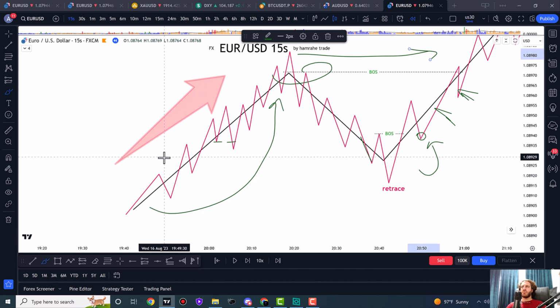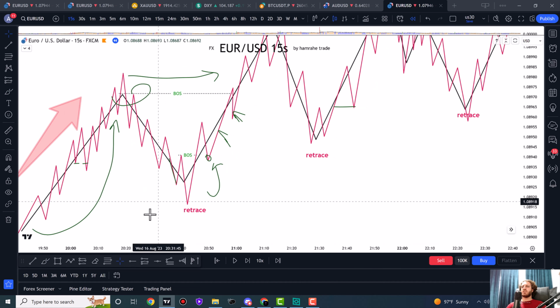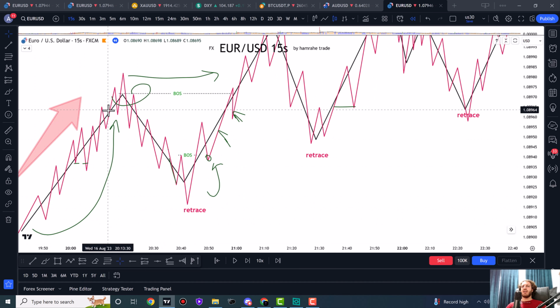Or we can trade these kinds of movements to this high and even higher than that high. So our higher time frame structure is going to be this black line, this bigger picture, and our internal structure is going to be these ripples. And memorize these names, because I'm going to talk about the lower time frame structures as well.